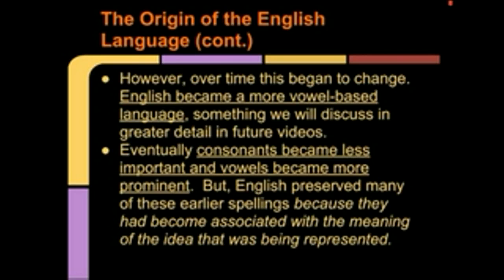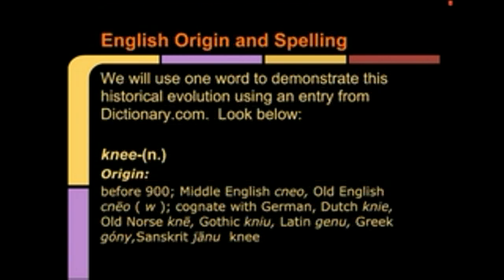But English preserved many of these earlier spellings because they had become associated with the meaning of the idea that was being represented. We will use one word to demonstrate this historical evolution using an entry from dictionary.com. Look below. The word is knee. But you will notice that the word came into English a long time ago, before 900 AD. And as you start at the beginning of the origin, the word actually began a lot longer than 900 AD.